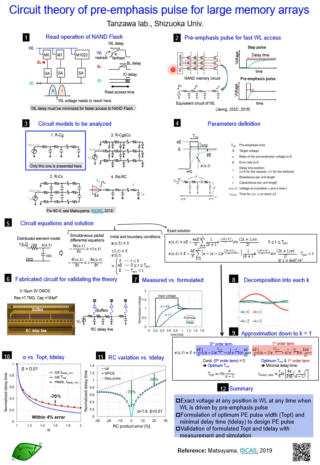How can you accelerate word line delay? Here's the word line delay model. If you concentrate on the selected word line, it can be modeled like this. When the step pulse is applied, the farthest word line behaves like this. To reduce the delay time, it is well known that a pre-emphasis pulse can reduce the delay time.